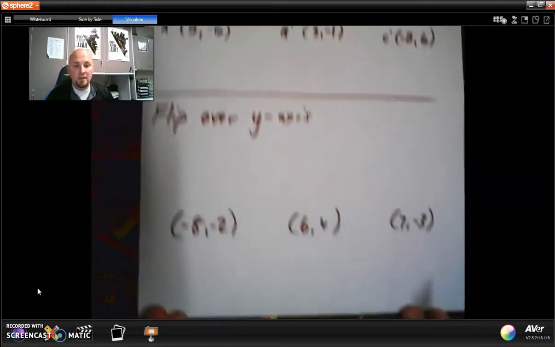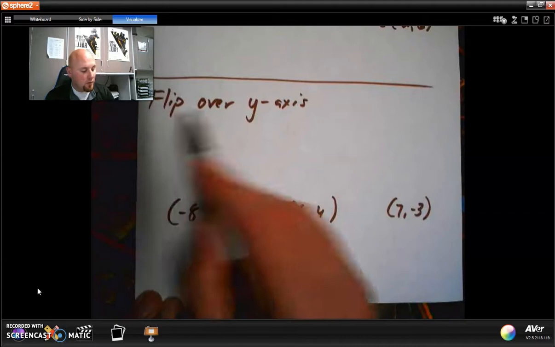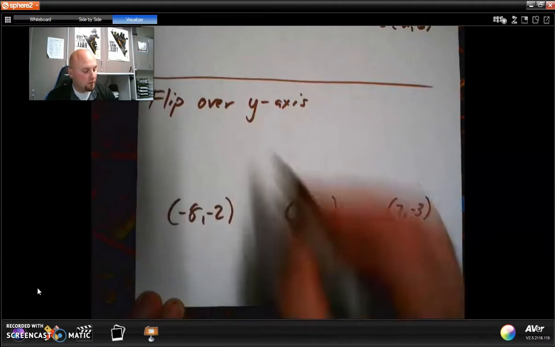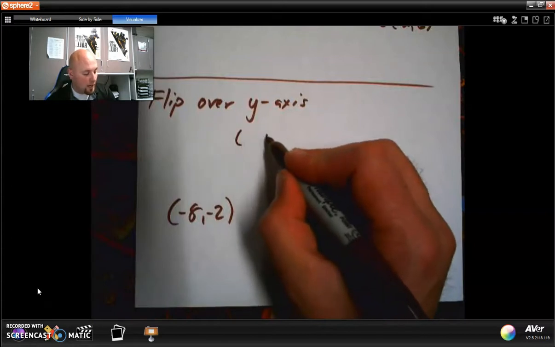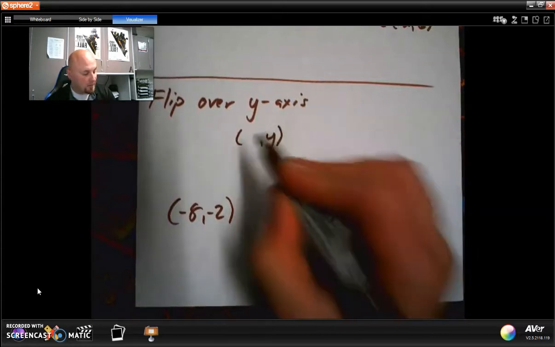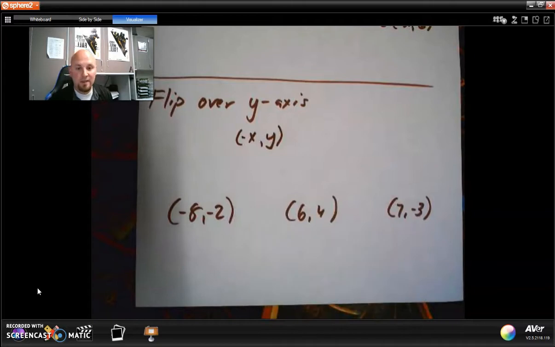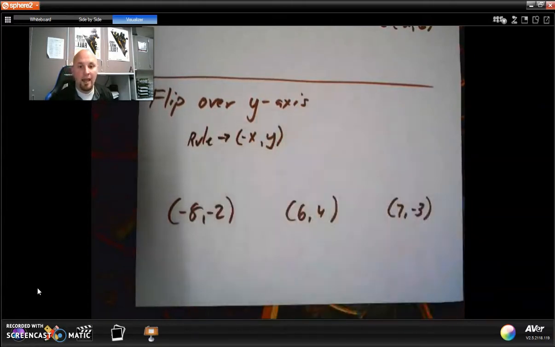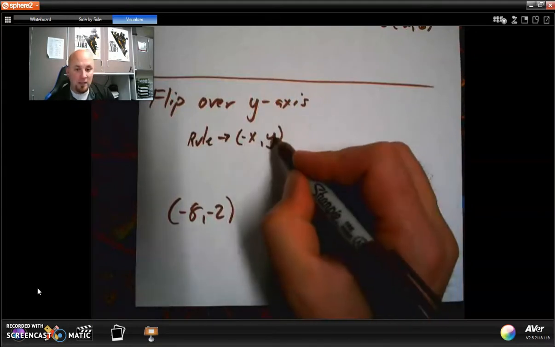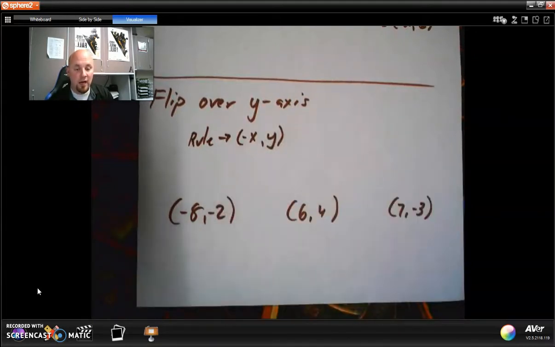Now for the y-axis. If I wanted to flip over the y-axis, well, remember, on the y-axis, the y will stay the same, but the x will become its opposite. That there is the rule for reflecting over the y-axis. The y's will stay the same because it just goes straight across, but the x's will become their opposites because we're going from left to right.